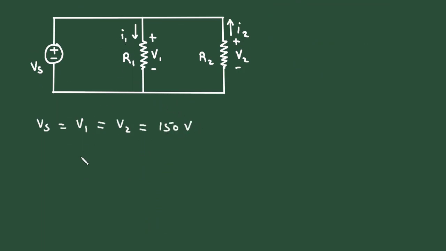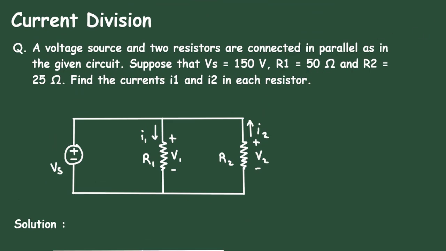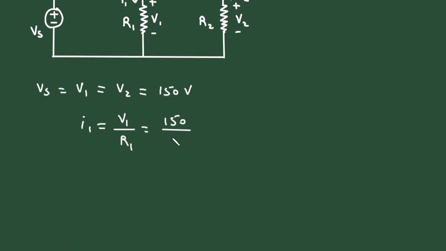Now here we can see this I1. So I1 is equal to current is equal to voltage divided by resistance. Here voltage is V1 and resistance value is R1. So V1 is equal to 150 divided by the value of resistance R1. The value of resistance R1 is given, it is 50 ohm. So this will be 3 ampere. Therefore I1 is equal to 3 ampere.